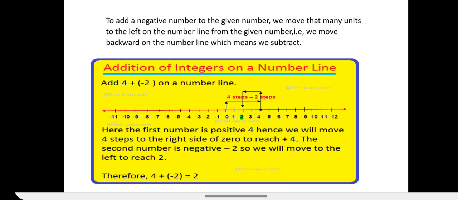To add a negative number to the given number, we move that many units to the left on the number line from the given number.